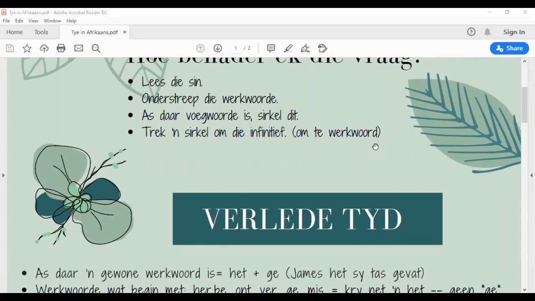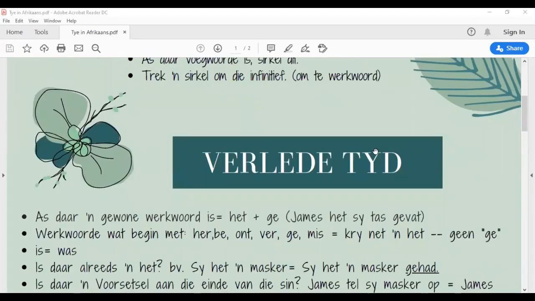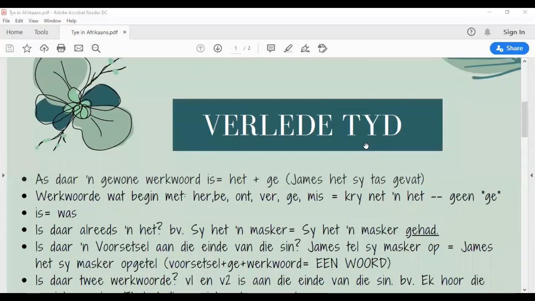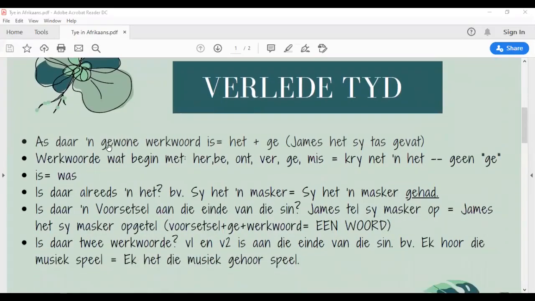Goed, without further ado, let's start. Verlede tyd. We all know the verlede tyd is the past tense. We all know that. Okay, these are a few tips and tricks. If there's a normal verb like eet and slaap, we're going to put a het and a ge. That's the easy one from grade 4. We all know how to do it.